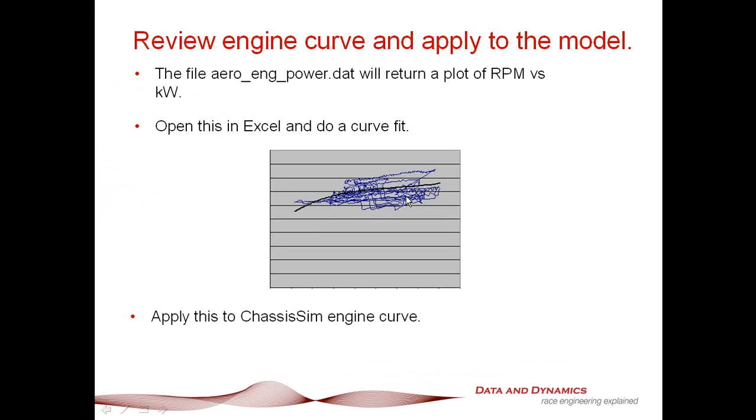Now, the nature of that curve is such that there is going to be noise in there, and for this I make absolutely zero apologies. This is the nature of looking at circuit data. It's not going to be perfect, and quite frankly, ladies and gentlemen, if you are looking for perfection, you have come to the wrong business. But what we need to do here is basically an engine curve fit. And once we've got the engine curve fit, we apply this to the ChassisSim engine curve by clicking on the engine power.